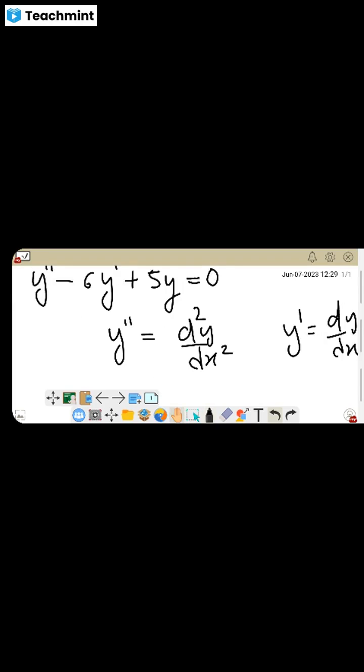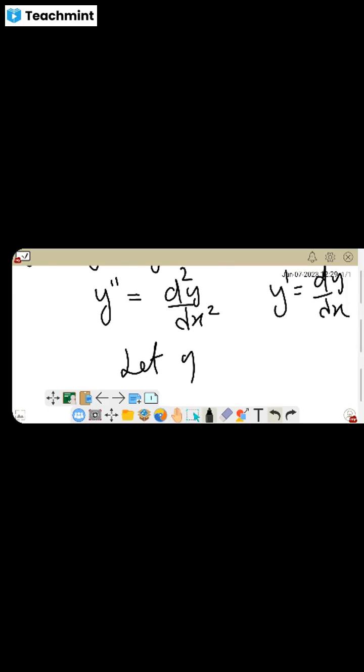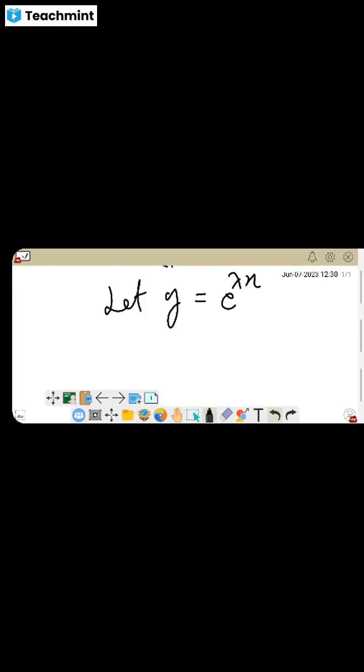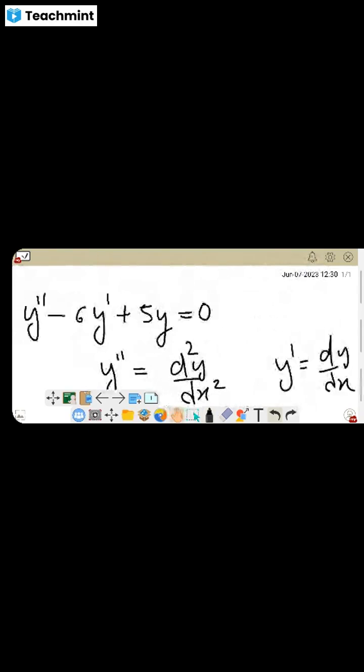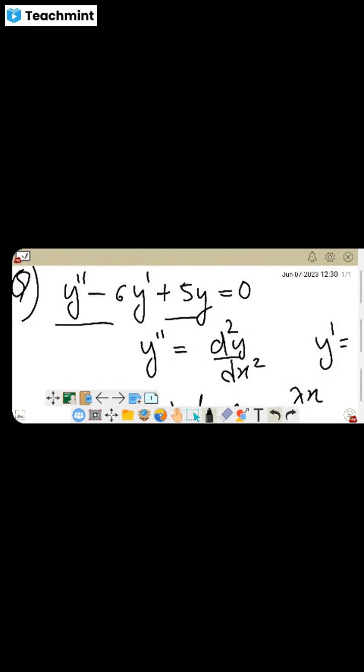Because we take y is equal to e to the power lambda x, then dy over dx is equal to lambda into e to the power lambda x. Similarly, we have d square y over dx square is equal to lambda square into e to the power lambda x. Now put the values of y, dy over dx and d square y over dx square in the given equation here.